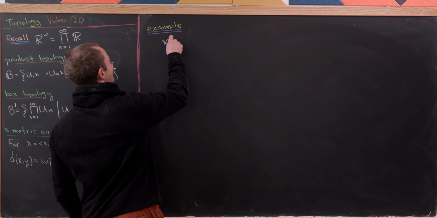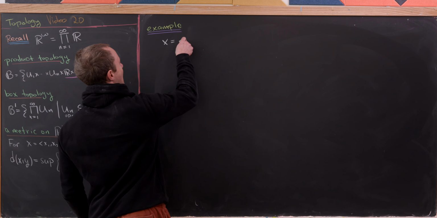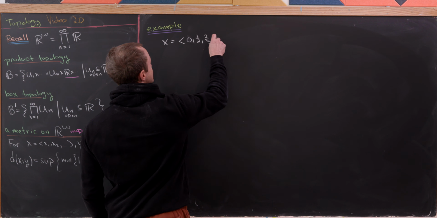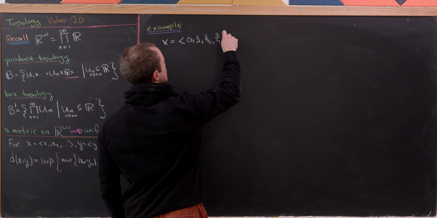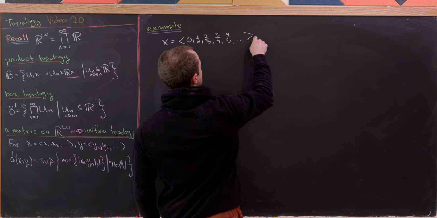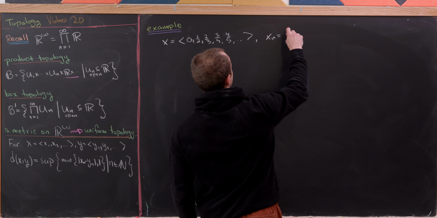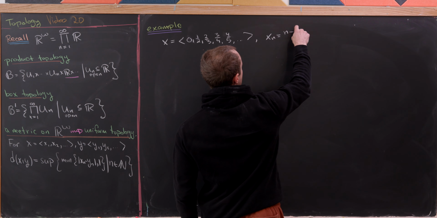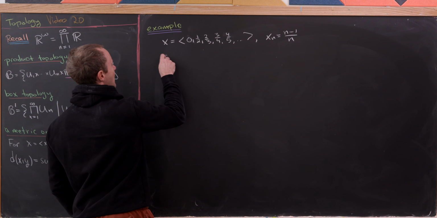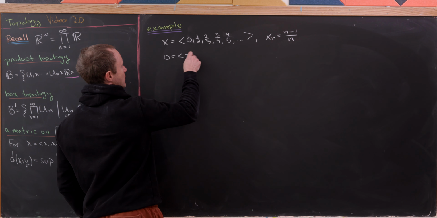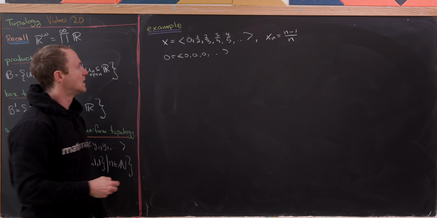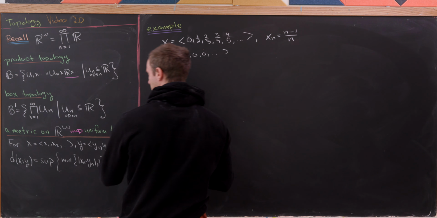So let's say that x is equal to perhaps this. So it'll be 0 and then a half and then 2/3 and then 3/4, 4/5. I think you can probably see where we're going. So in other words, the nth term here is going to be n minus 1 over n. And then, well, let's take the other term to be 0. So I'll just say 0 is 0, 0, 0. It's the so-called origin in R omega.